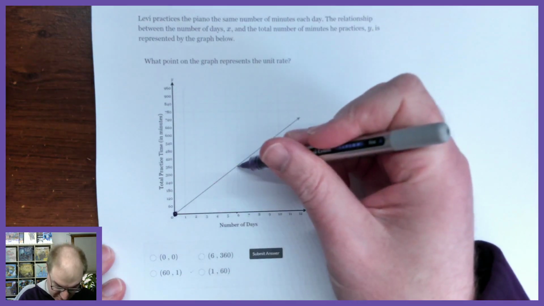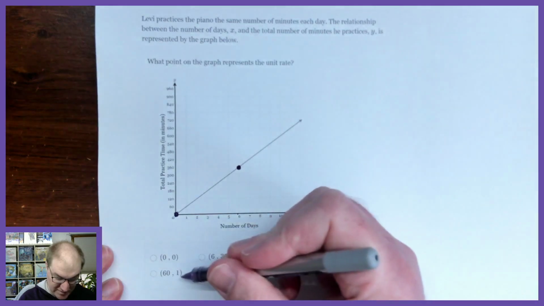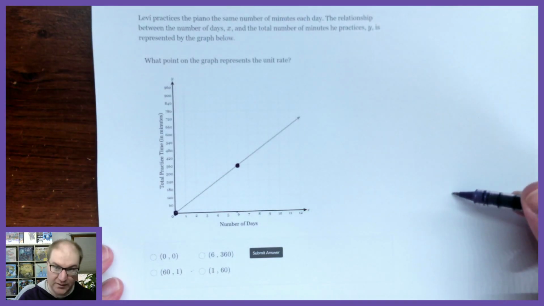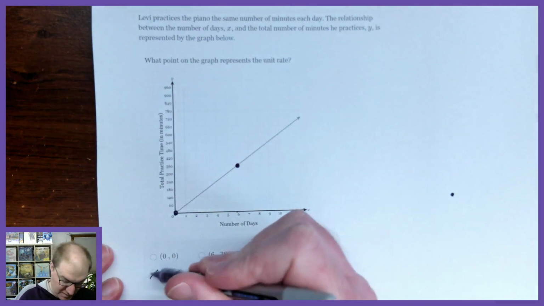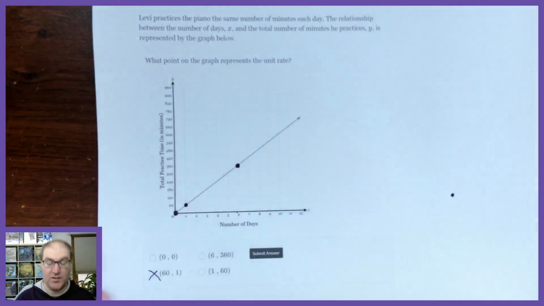(6, 360) is right there. That also is on the graph. (60, 1) means to go over 60 and up 1. That's going to be like way over here. That's not the answer. And (1, 60), well, (1, 60) is right there. So 3 of these choices are on the graph.